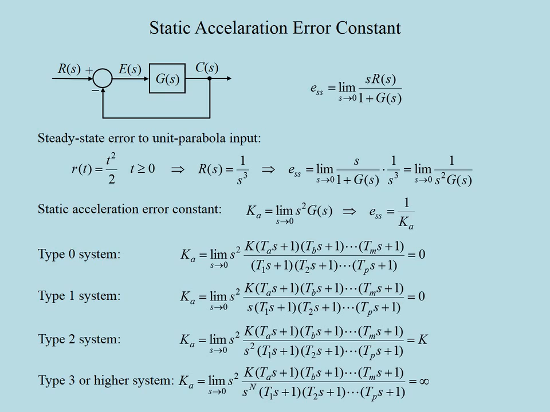Therefore, the steady state error in the response to a unit parabola input is infinity in type 0 or type 1 systems. It is 1 divided by K for type 2 systems and 0 for higher types. As expected, systems of higher types possess larger acceleration error constants and therefore can follow the input more accurately.